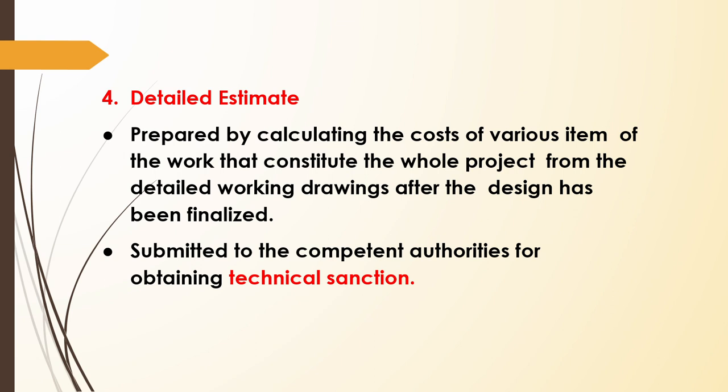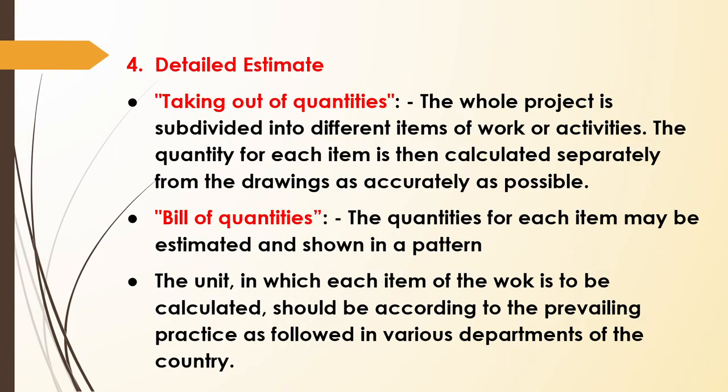So that estimate which is calculated accurately is known as detailed estimate. Now in the detailed estimate there are actually two main steps. One is taking out of quantities. If you are making a building, we will split the work as I said earlier into foundation work, masonry work, rock work, timber work, doors and windows, roofing, flooring, painting, etc.